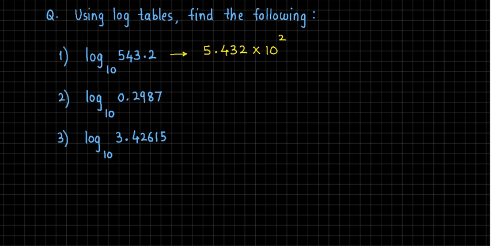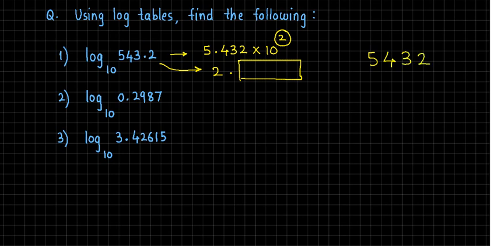The power of 10 in the exponent form is nothing but the characteristic. So the value of log will be 2 point something, and we now have to fill in the mantissa part. The characteristic is 2. To find the mantissa, we remove the decimal point in the original number and write down the 4 digits from left to right in the same order as they appear. So we have the 4 digits 5432.